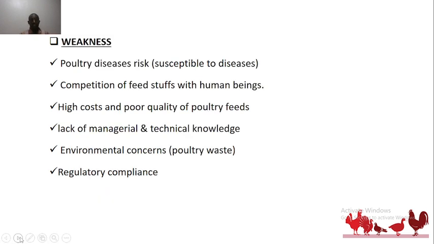Then in the weaknesses, we shall see poultry disease risks. Most of these birds are susceptible to diseases, for example Newcastle; virus diseases really affect poultry birds. Recently we have seen competition between humans and poultry birds. These birds need energy, and the energy source is mainly maize, which is grown in Uganda, and humans also need this maize to make posho. So there's competition for these feedstuffs. Then there's high cost for poultry products, and then poor quality of feeds.